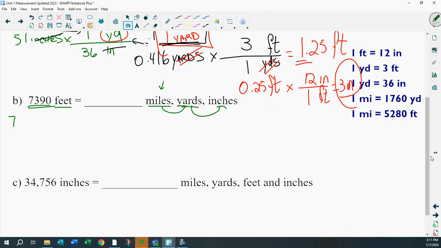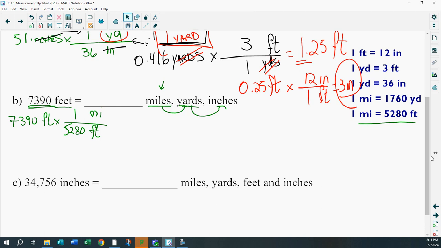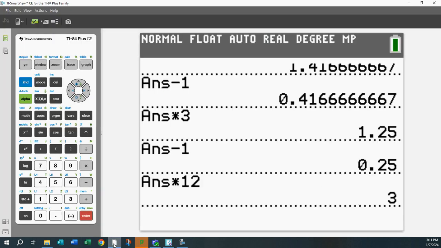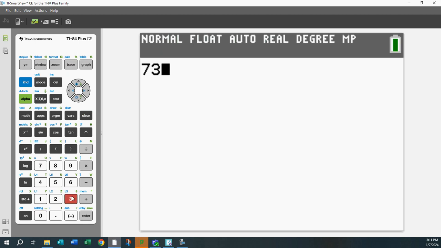Okay, here we go. 7,390 feet. I want to convert this into miles first. So feet on the bottom, miles on the top. What's the conversion? Right there. 5280. So 1 mile, 5280. Are you with me? Okay. So let's go to our calculator. 7390. Okay, clear. 7390 divided by 5280.